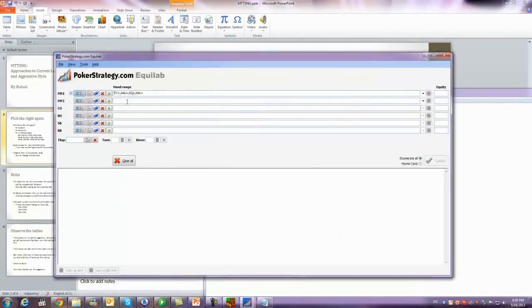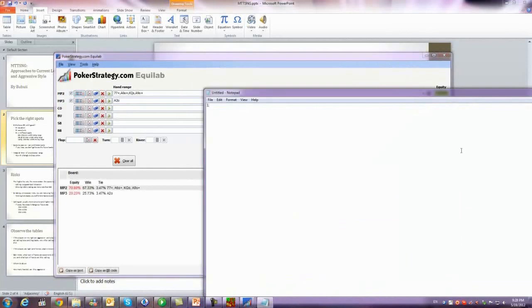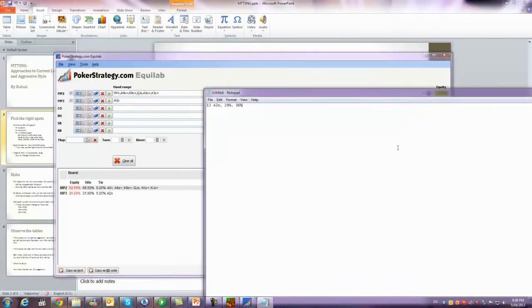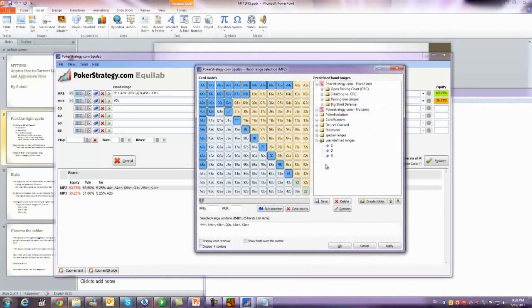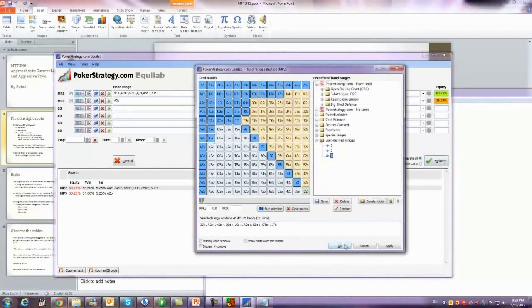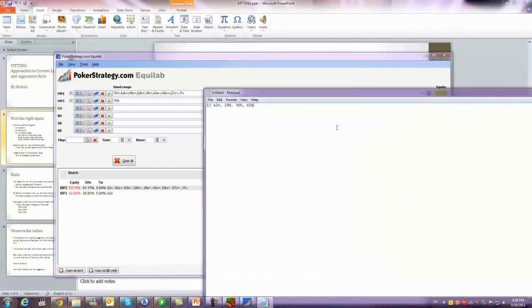Okay, so first, our hand is ace deuce off. Against the first range, it's 29%. Against the second range, 36%. Against the third range, 42%.